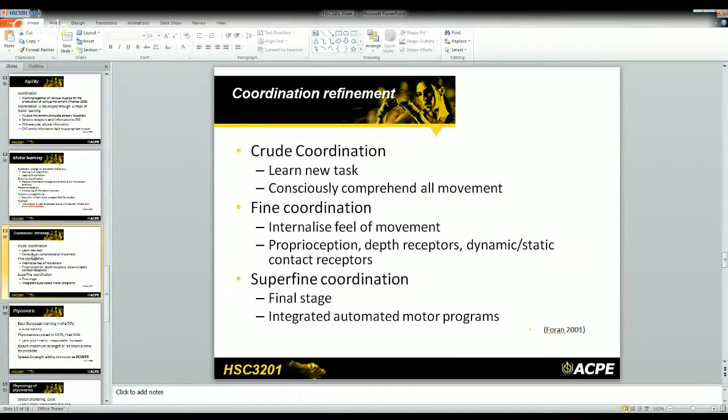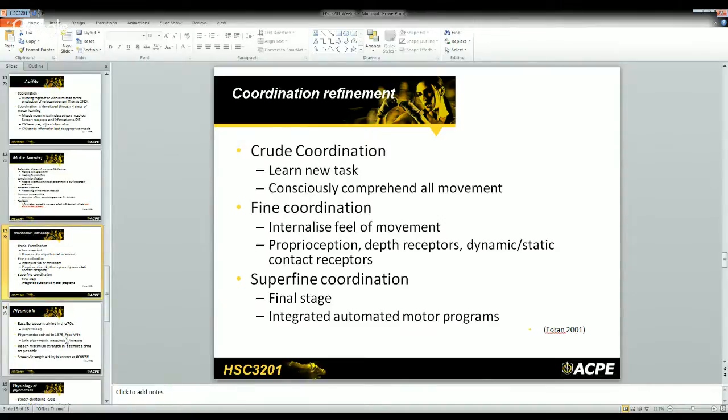And then we come to the super fine coordination. That's the final stage. You've developed the movement patterns and it's become an automated response. Like if someone throws something at you and for some reason you can get your hands up and catch it because you're used to catching. And it's no different with our coordination and our agility movements.